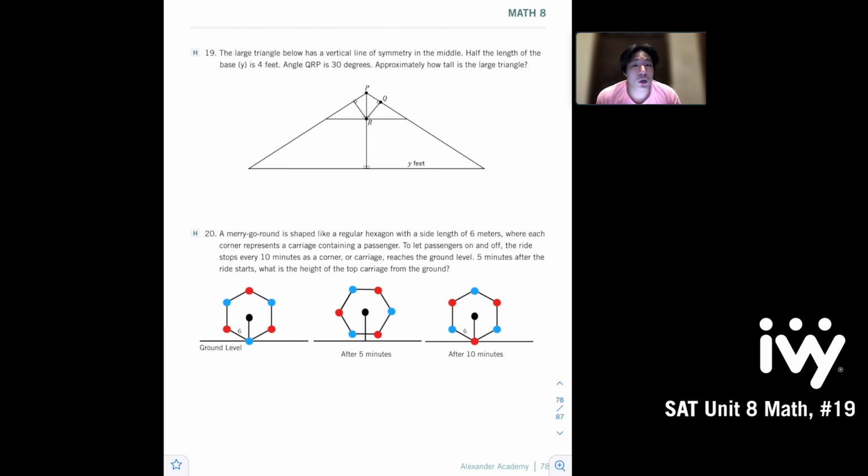Question 19. The large triangle below has a vertical line of symmetry in the middle. Half the length of the base y is 4 feet. Angle QRP is 30 degrees. Approximately how tall is the large triangle?